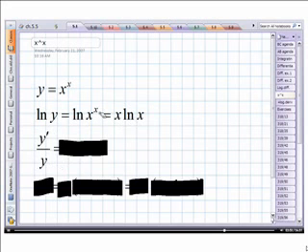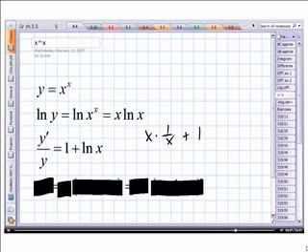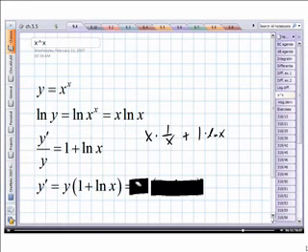And then this is going to be product rule. So it is x times the derivative of ln x, which is 1 over x, plus the derivative of x times ln x. That's how we get 1 plus ln x. So it's product rule. And then again, you multiply the y to the other side, and y was x to the x, so here's your answer.